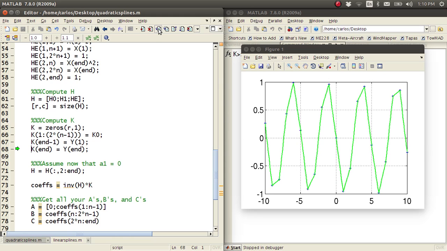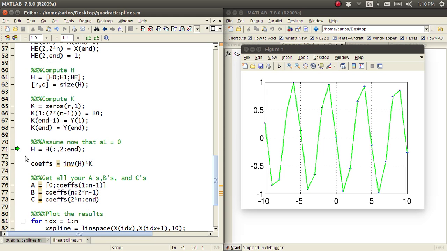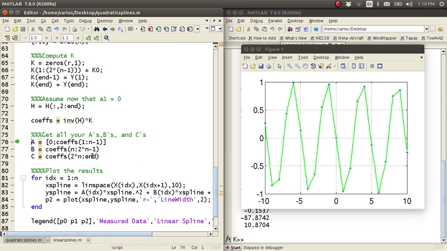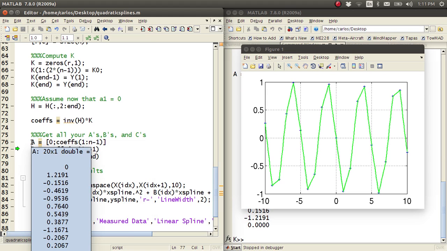So I generate my k matrix there, and then I make the assumption that A1 is 0, so that makes the first spline linear, and then I get H is a 59 by 59. So now I have 59 equations and 59 unknowns. So then I just do inverse of H times K, and I get my 59 coefficients. Now in order to get my 60 coefficients back, remember I assumed that A1 was 0, so to get out my A coefficients, I just take my coefficients from 1 to n minus 1, and then I get 20 coefficients.